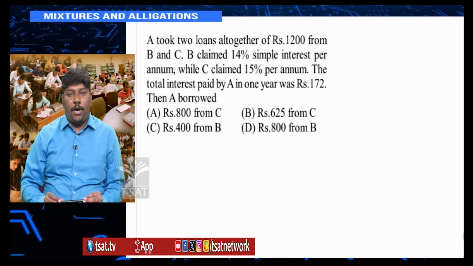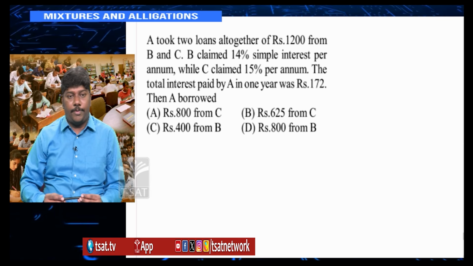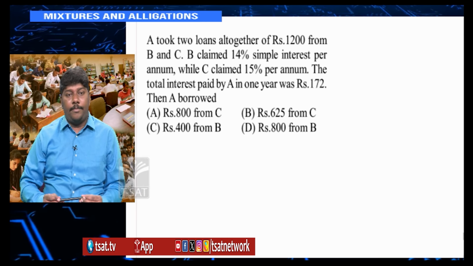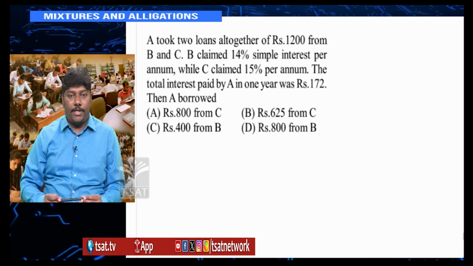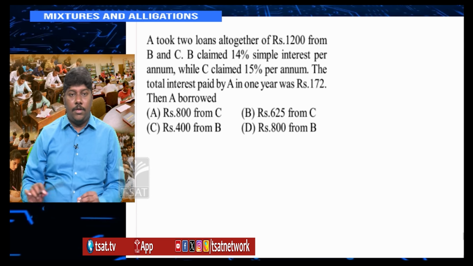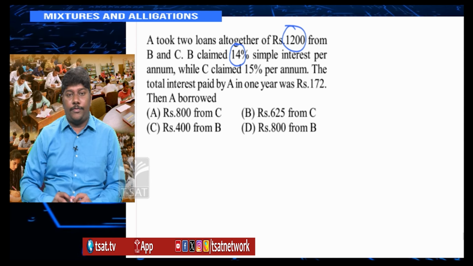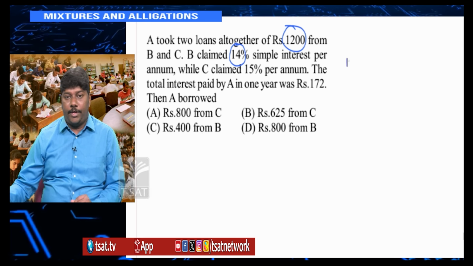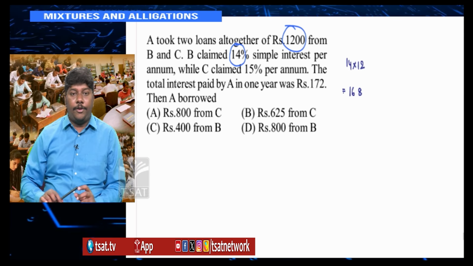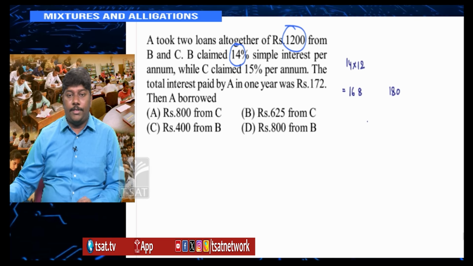A took 2 loans, altogether 1200, from B and C. This is actually simple interest and compound interest, but it uses the logic of mixtures and alligation. B claimed 14% simple interest per annum, while C claimed 15% per annum. The total interest paid by A in 1 year is 172. Find out 14% on 1200: 14 into 12 is 168. Find out 15% of 1200, that is 15 into 12, which is 180. You are going to get 172.